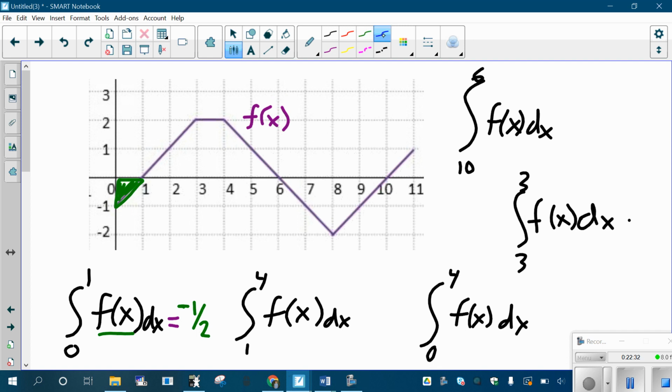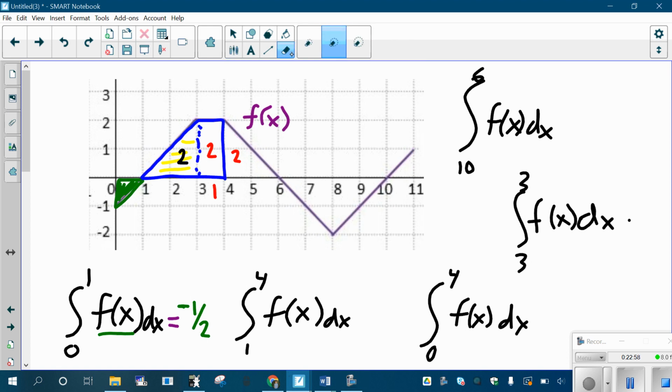The area underneath the curve from 1 to 4, well, that's this region. I can use geometry to figure this out. Good old-fashioned geometry. Mr. Wilhelm would be proud. Taught me everything I know. That's a rectangle. 1 times 2 is 2. The yellow chunk is a triangle. 2 times 2 divided by 2 also has an area of 2. Add them together. 2 plus 2 is 4.